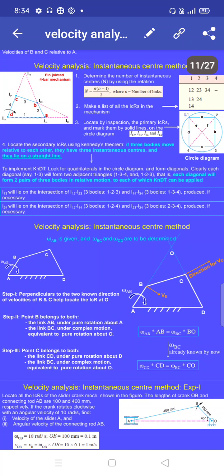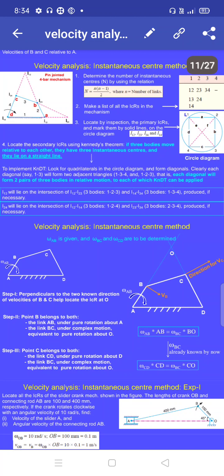Locate the secondary instantaneous centers using Kennedy's theorem. If three bodies move relative to each other, they have three instantaneous centers and they lie on a straight line. To implement Kennedy's theorem, look for a quadrilateral in the circle diagram and form diagonals.